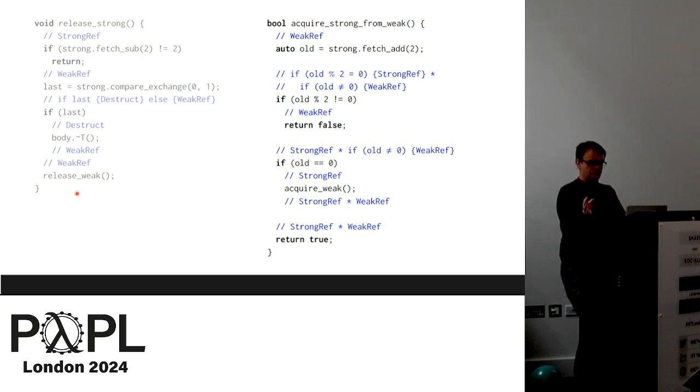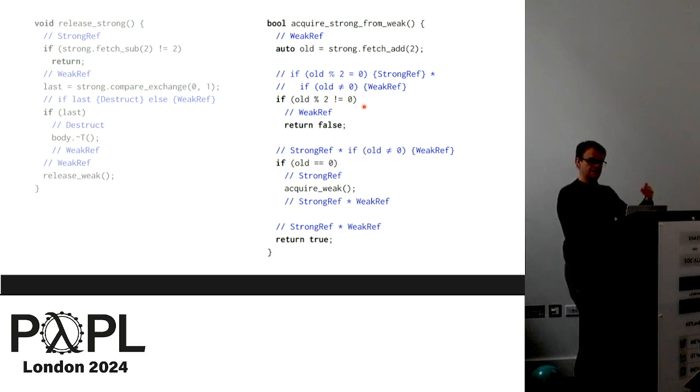And then acquire strong from weak does the other side of this. So you start with a weak reference, you add 2. If you added 2 and the result is even, then you've got a strong reference. Cool, that's good. We can exit. Acquire strong from weak: if it's not even, we've failed to do it, so we just give back the weak reference.